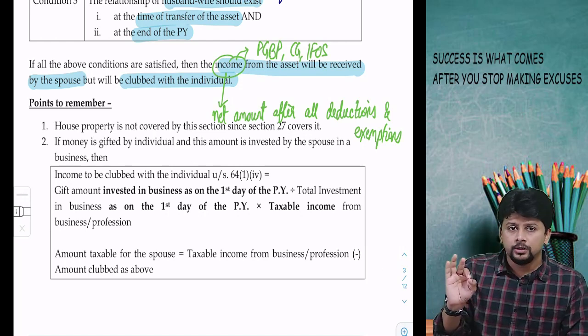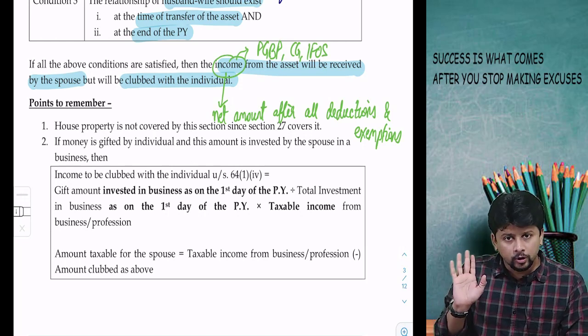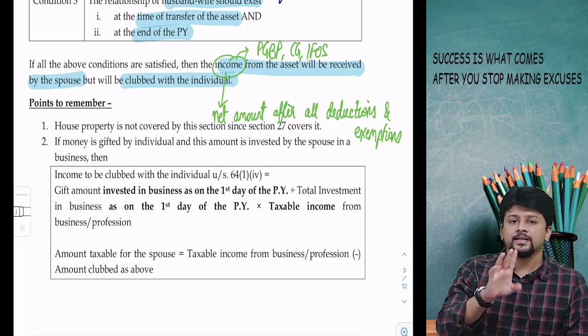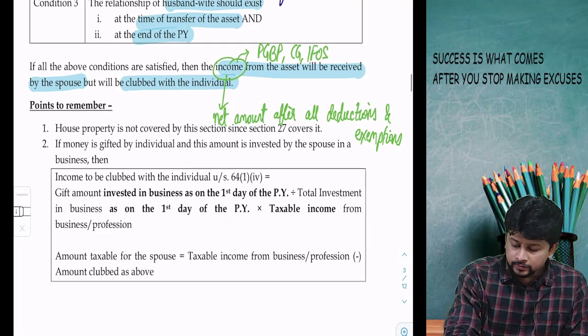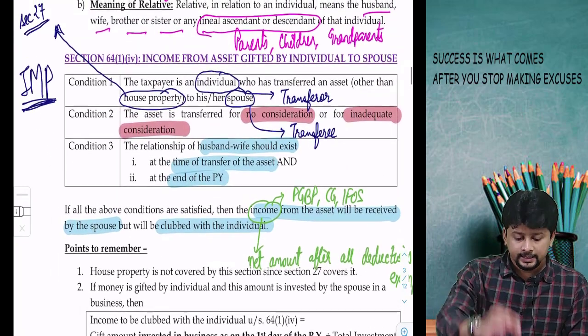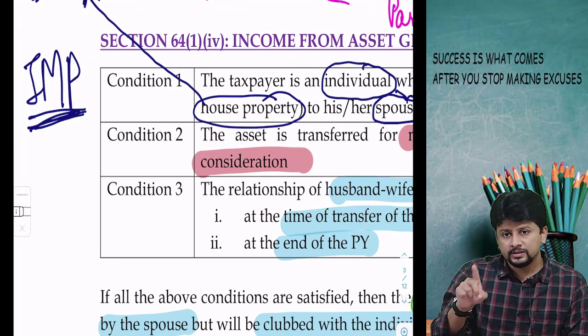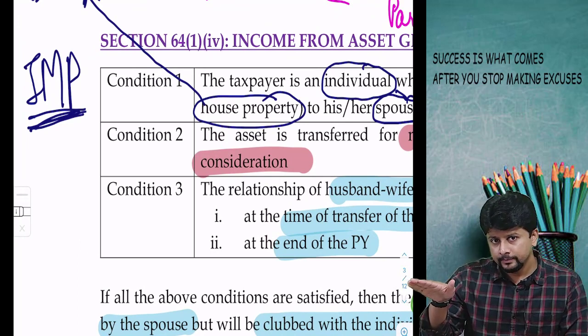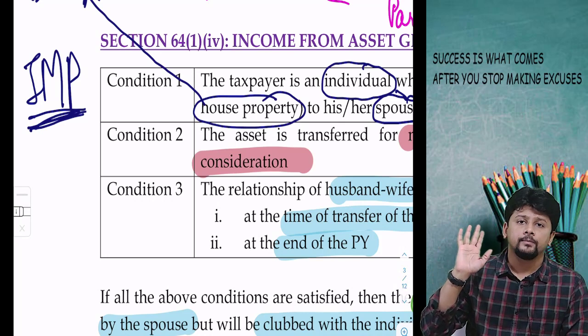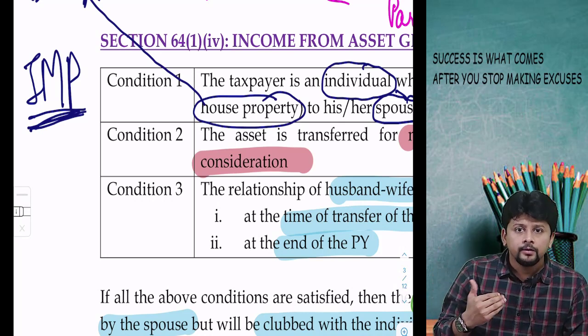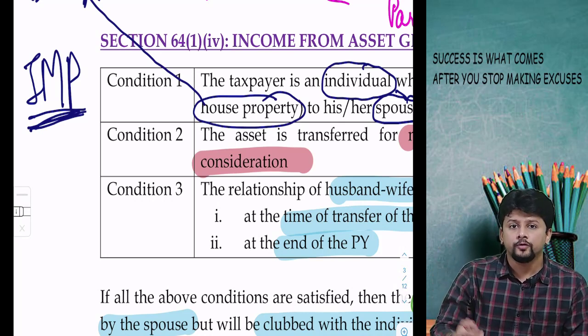Net amount after all deductions, exemptions, etc. will be brought to tax. The person paying the tax will be individual. Again, it goes without saying that there are three conditions for the section to apply. If any one of these three conditions are not satisfied, then clubbing will not apply. And then clubbing will not apply, which means income will be taxable for the spouse.